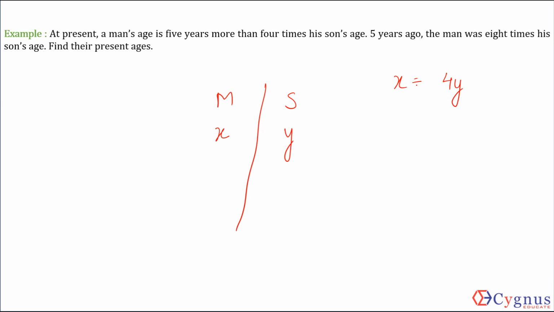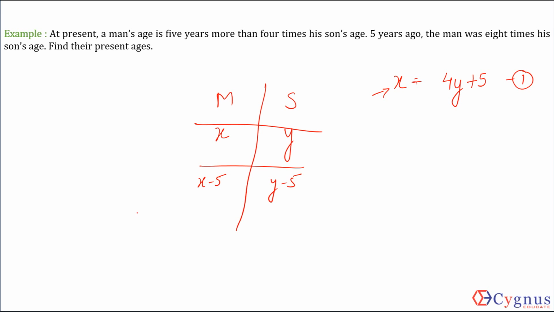No. Man is already five more. You want to make them equal? ये कम है, इसको 5 दे दो. This becomes your first equation. We discussed that in framing of equation, if you remember. Now, what is the next part? 5 years ago. So, 5 years ago, man should be X minus 5 years old and son should be Y minus 5 years old. And what's the relation?